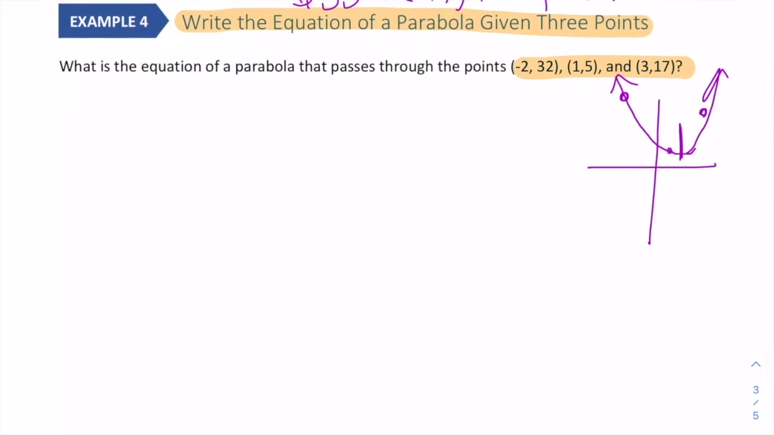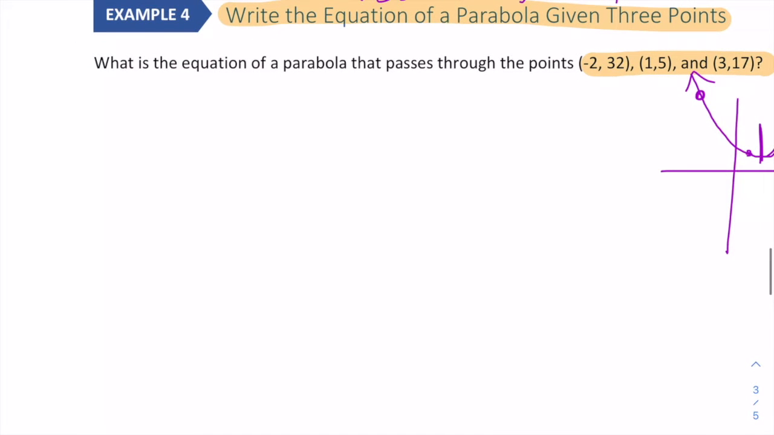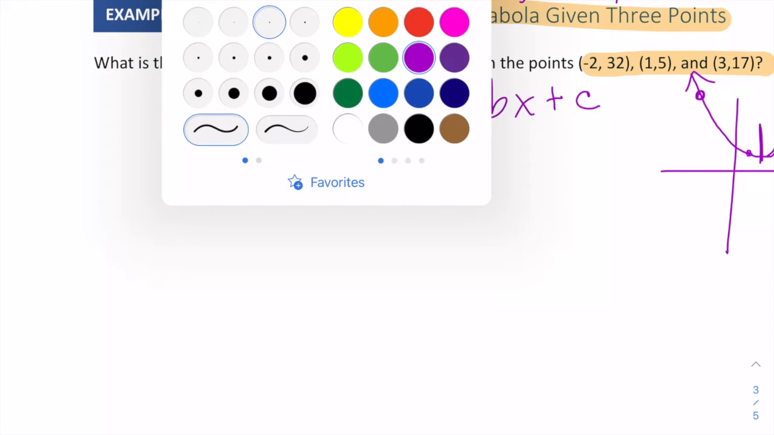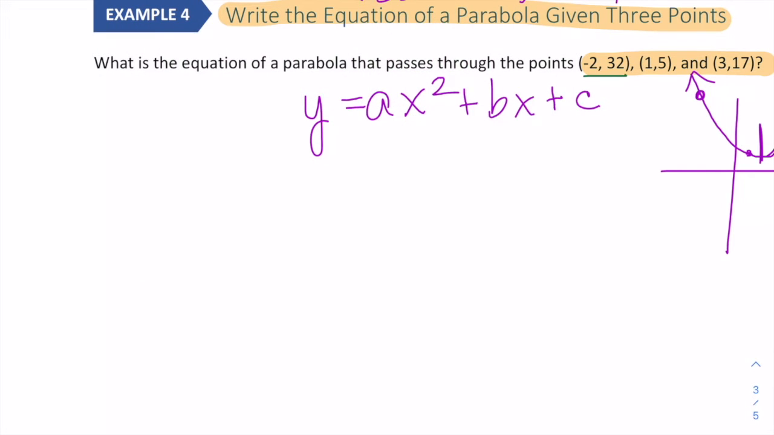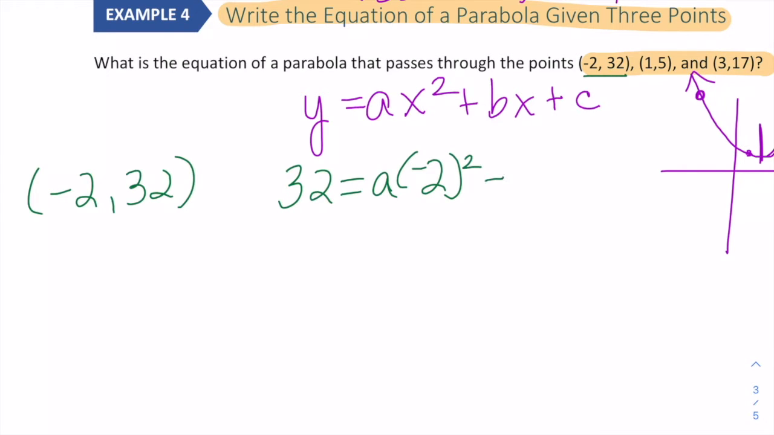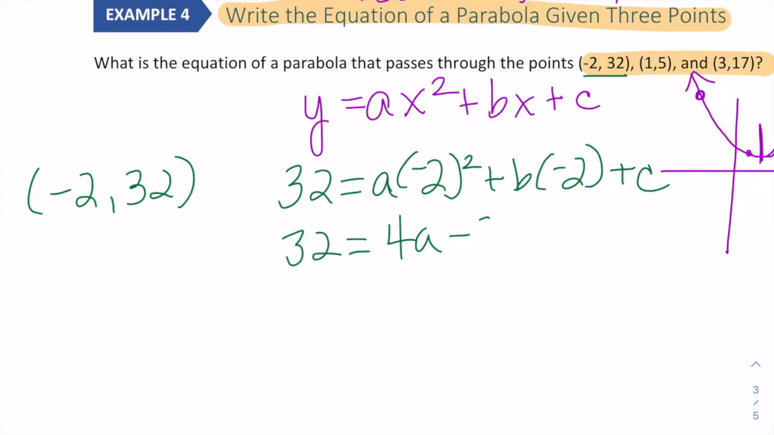Okay, so for this one, we're going to have to write a system of equations. And the equations are going to be based off of the standard form of a parabola. So for the first point, (-2, 32), I'm going to plug in or substitute 32 in for y and negative 2 for x, wherever I see it in the equation. This simplifies to 32 equals 4a minus 2b plus c.